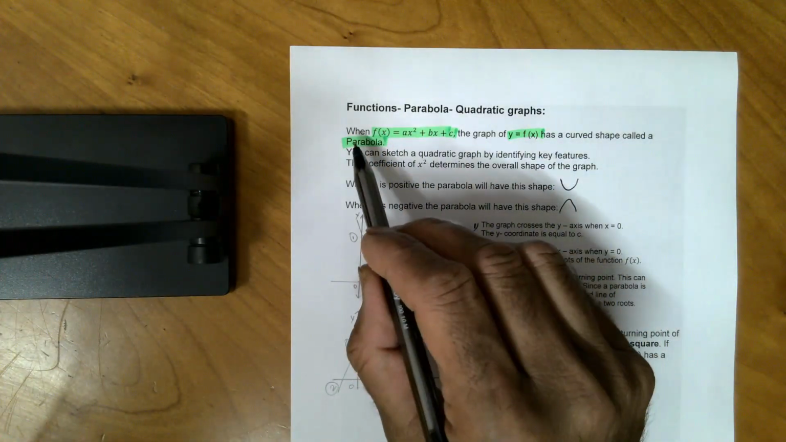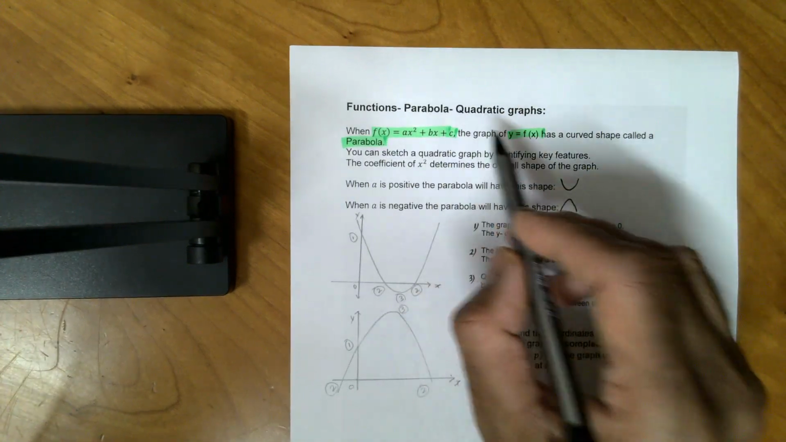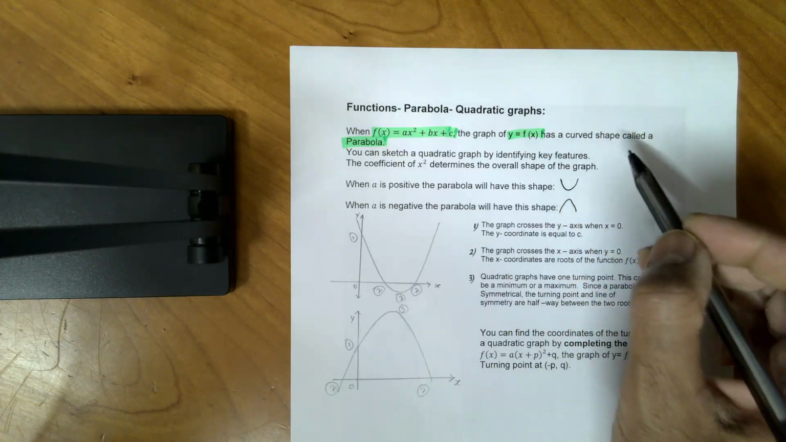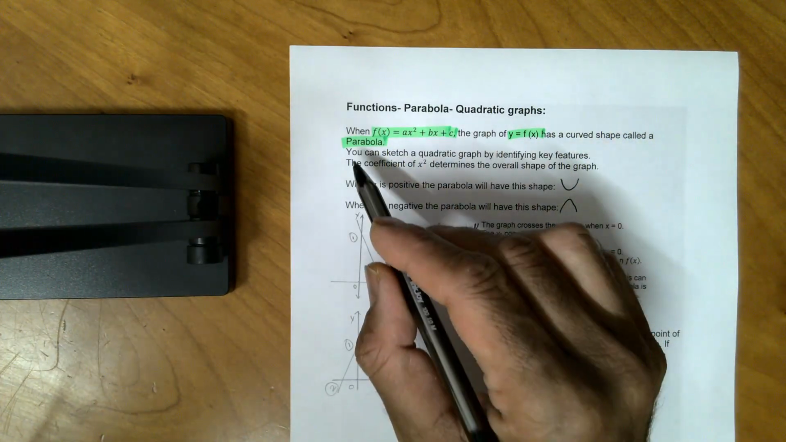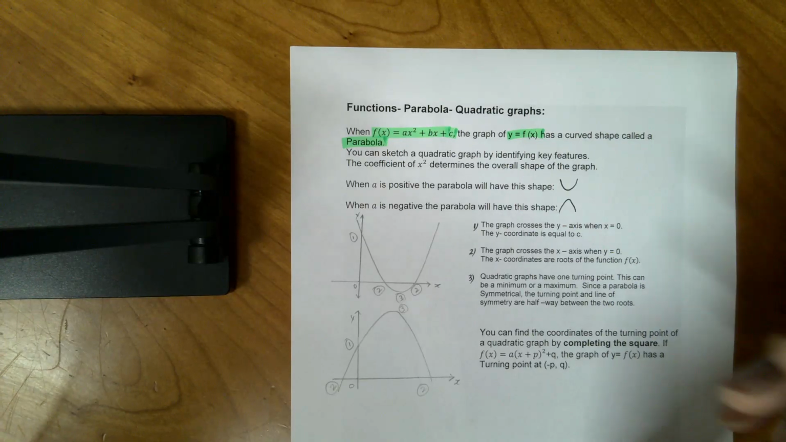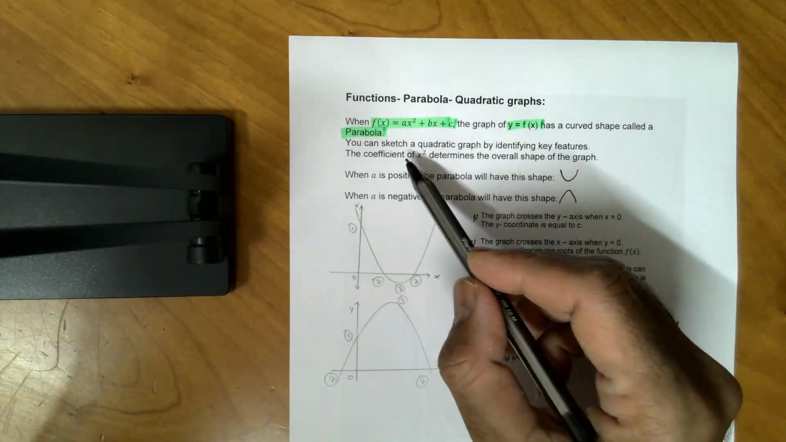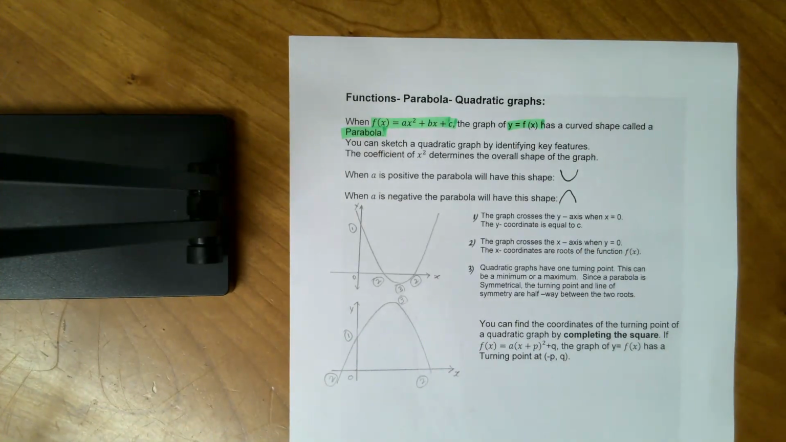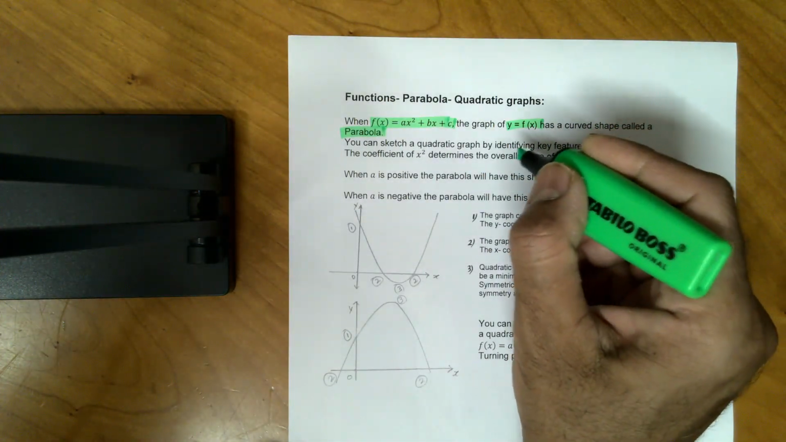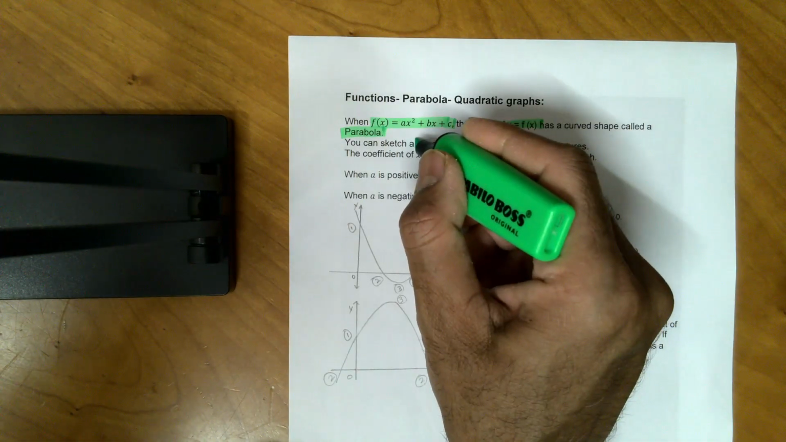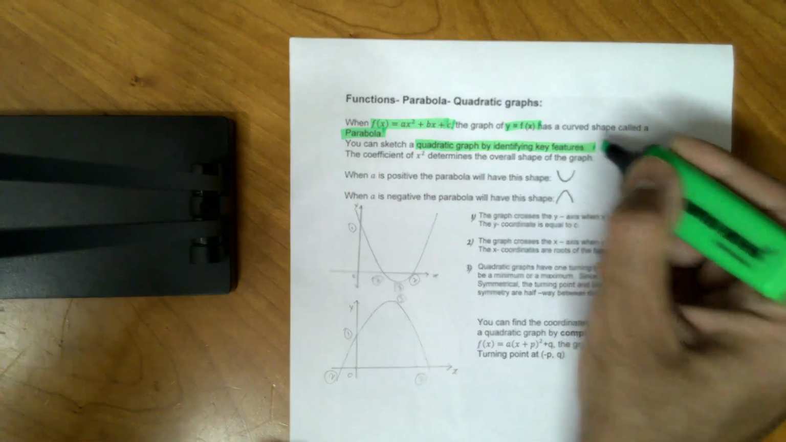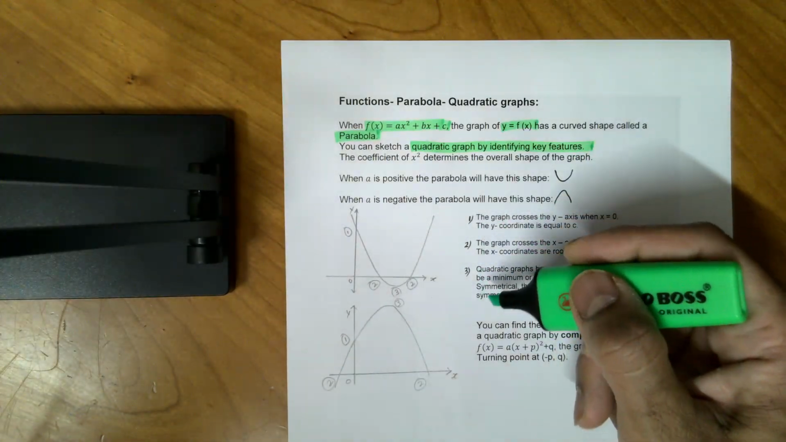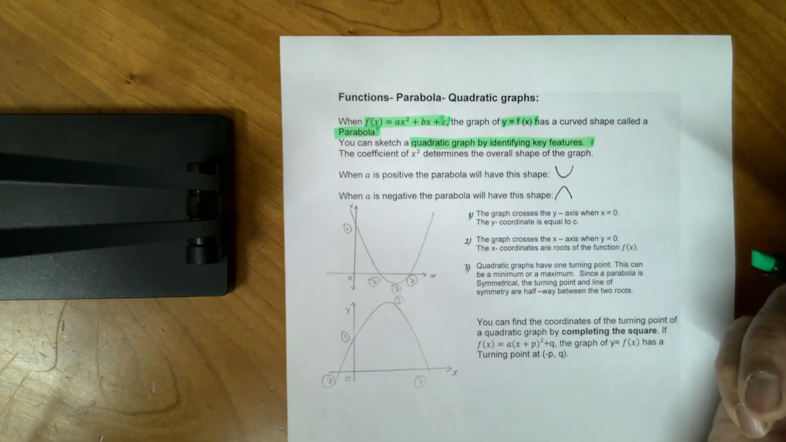So again, when you have f(x) with this quadratic equation, the graph of this equation has a curve, and that shape is called a parabola. Now, you can sketch a quadratic graph by identifying key features. What is new in this one is that we need to identify the quadratic graph by identifying the key features, and I will explain the key features to you step by step as we go through the example.